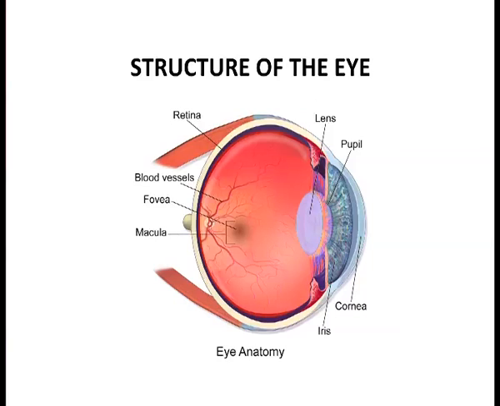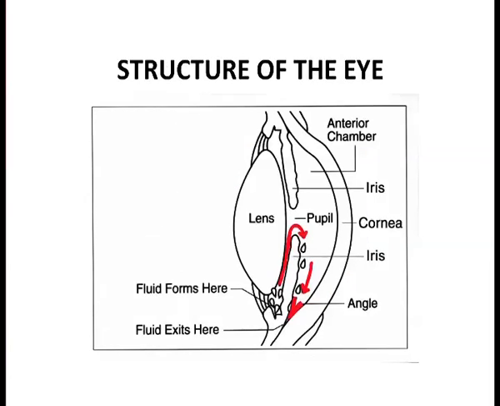The iris contracts and dilates reflexively and regulates the amount of light that reaches the retina in accordance with brightness conditions outside. The iris also allows the eye to adapt as light levels change. For example, when we enter a dark room, the iris dilates the pupil so that more light can enter the eye, and when we step out from the dark room into bright sunlight, the iris constricts the pupil to reduce the amount of light entering the eye.